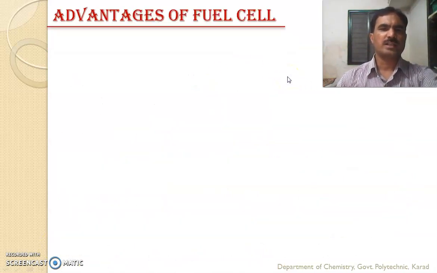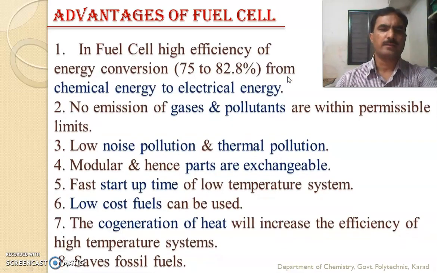Now see what are the advantages of fuel cell. Again, there are a number of advantages of fuel cell. Out of that, some are here. In fuel cell, high efficiency of energy conversion from chemical energy to electrical energy takes place. How much of that chemical energy is converted to electrical energy? That is from 75 to 82.8%. There is no emission of gases and pollutants are within permissible limit. Fuel cells also have low noise pollution and thermal pollution.